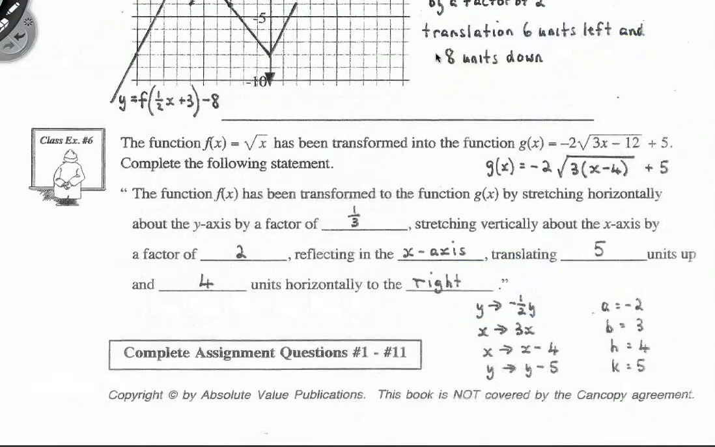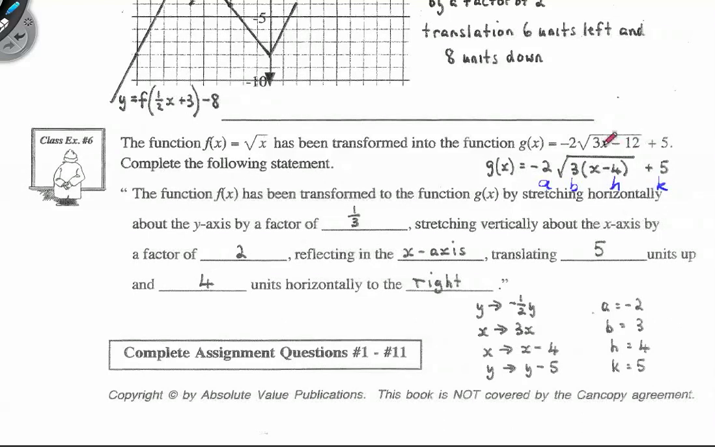Okay, and the very last example here, function f of x equals the square root of x has been transformed into the function g of x, which now equals -2 square root of 3x minus 12 plus 5. Now, notice what's under the square root function. It's 3x minus 12, and we need a bracket here. We need to factor out 3 like this, because this is our a value right here, -2. This is our b value. This is our h value, and this is our k value.